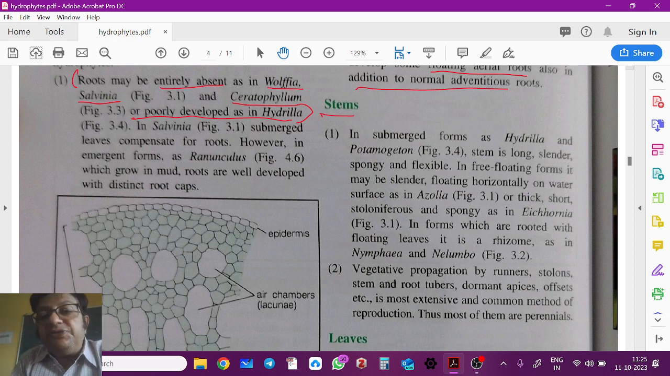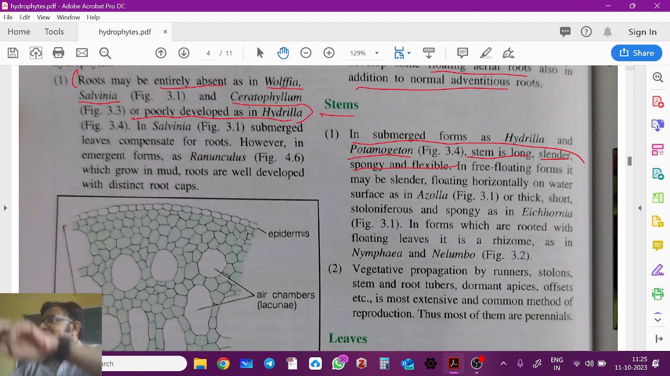In submerged forms such as Hydrilla and Potamogeton, the stem is long, slender, spongy and flexible. It can be pressed, being spongy, and bent, being flexible. In free floating forms, it may be slender, floating horizontally on the water surface, as in Azolla. That is where this line ends. This much is what you will read.